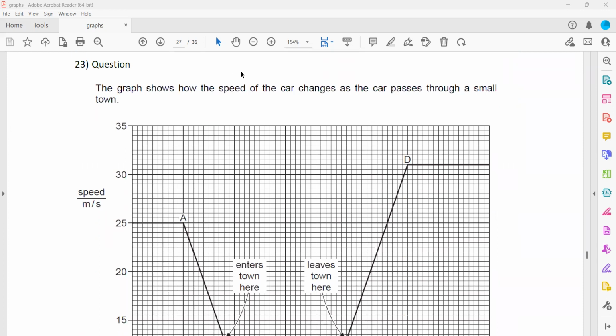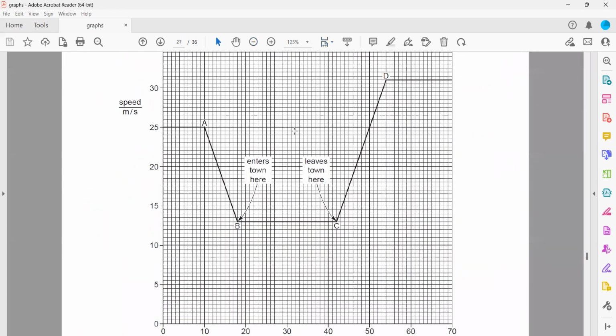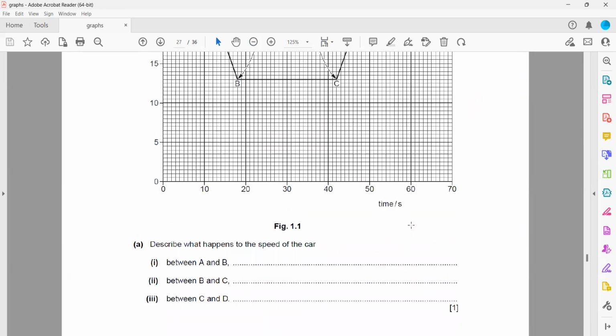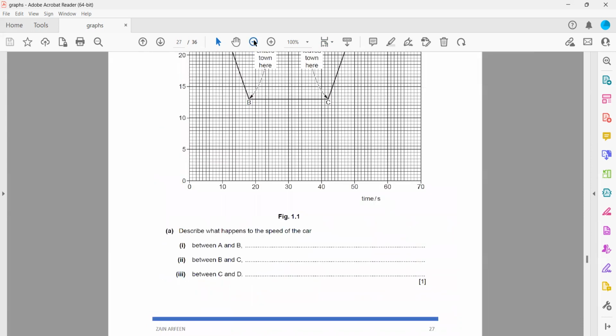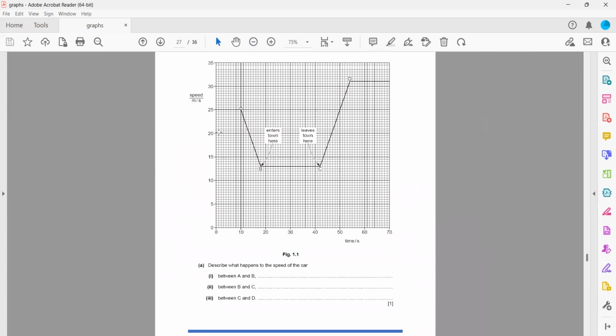Another question: the graph shows how the speed of a car changes as it passes through a small town. At point B it enters the town, and at point C... Describe what happened to the speed of the car from A to B. The y-axis is speed. You can clearly see that the speed of the car decreases from A to B. Then from B to C, no change, it is constant. And from C to D, it increases.